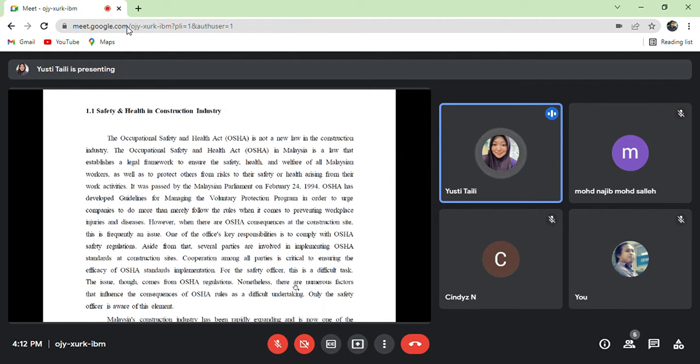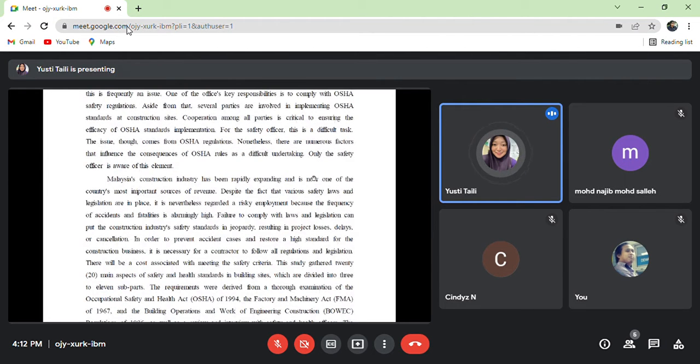For the safety officer, this is a difficult task. The issue doesn't come from OSHA regulation. Nonetheless, there are numerous factors that influence the consequence of OSHA rules as a difficult undertaking. Only the safety officer is aware of this element.